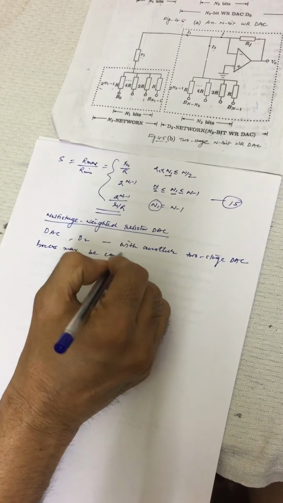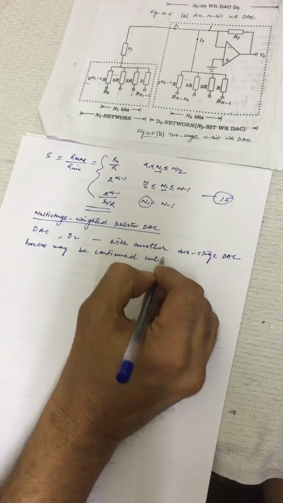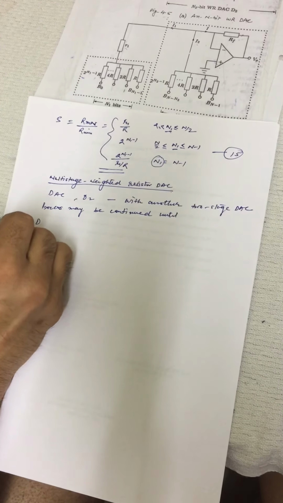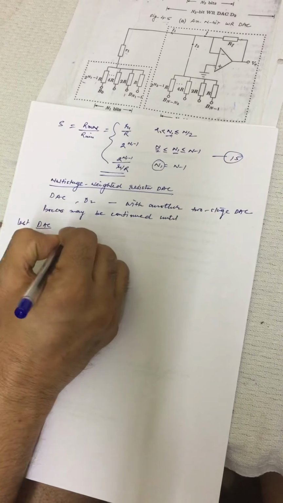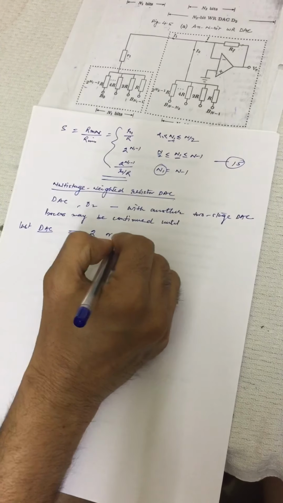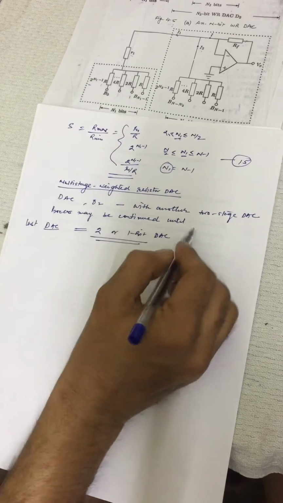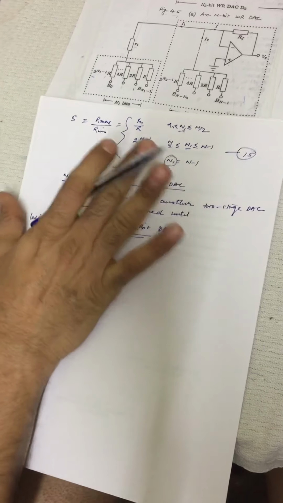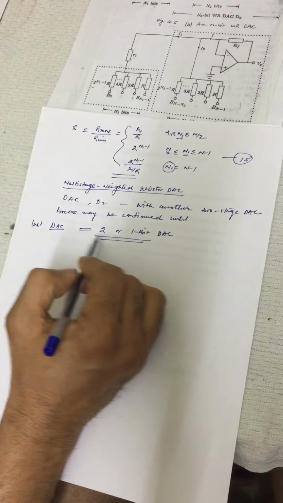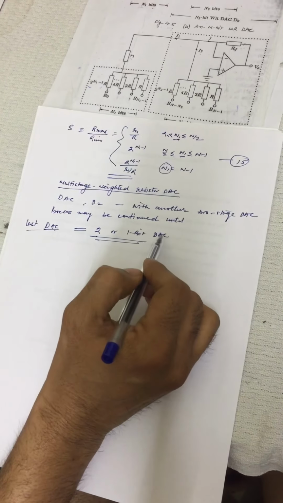This process may be continued until we get the last DAC as a 2 or 1 bit DAC. This is our objective. So this process will continue for multi-stage. We are using the same two stage DAC; the only difference is that we are repeating this cycle. For what purpose? To get the last DAC to be a 1 bit DAC.